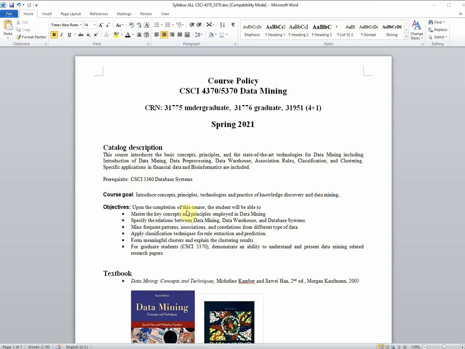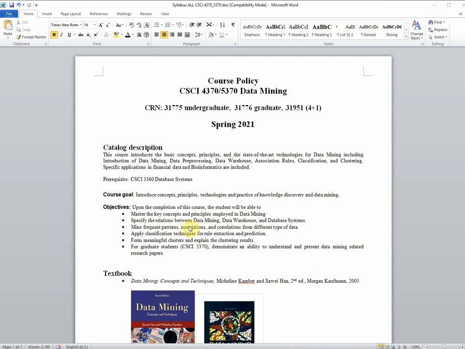The objective of this class is to master the key concepts and principles employed in data mining. There are three major techniques used in data mining. One is classification, one is association rules, the last one is clustering. We will talk about each one of those, and each one has multiple algorithms associated with the topic, so it will be pretty interesting. And then see how we can do similar things with different techniques or different concepts to achieve that.